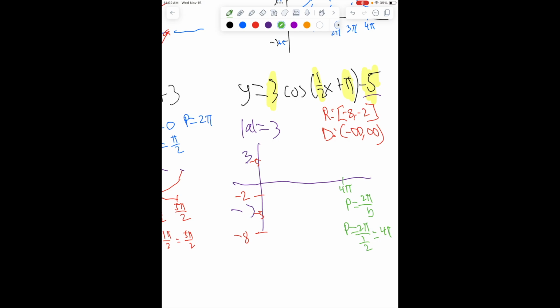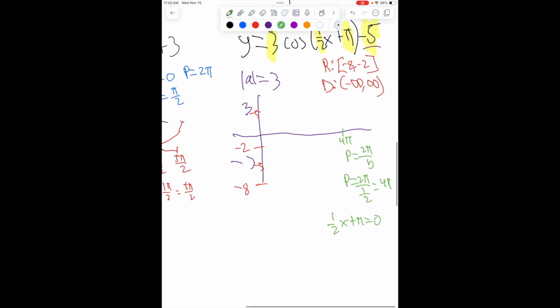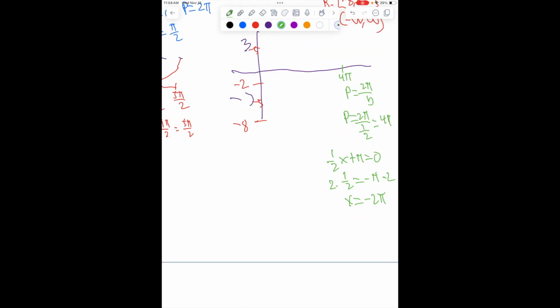But then I have to add 1 pi. So again, if we want to think about how we did it earlier, we're going to set it up and say 1/2 x plus pi equals 0. I'm going to subtract pi and get it on the other side. And then I'm going to multiply by 2. So my x is -2 pi. So I got x equals -2 pi.